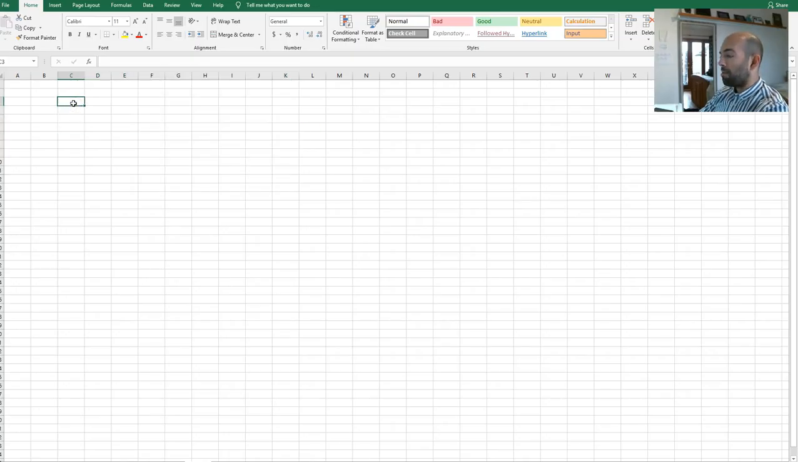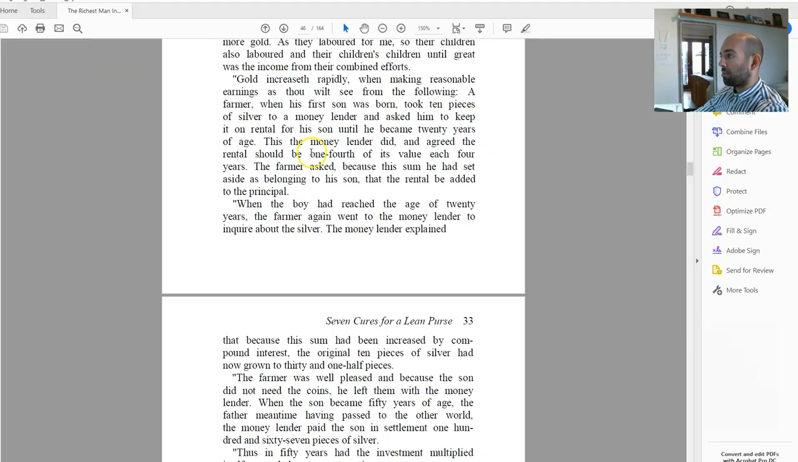We know that the PV, or present value, of this investment is 10 silver coins. And we know that the duration, or the time period, the years, is 20 years, right? What else do we know? The moneylender did this and agreed the rental should be 1/4 of its value each 4 years.